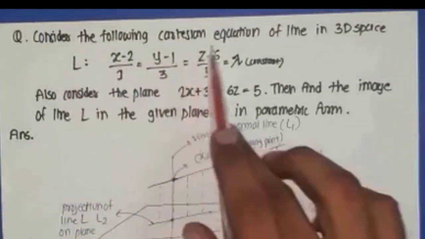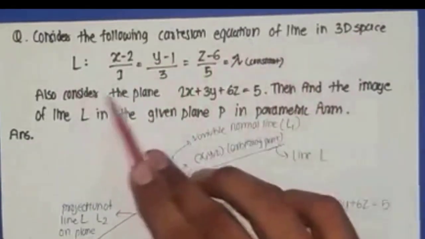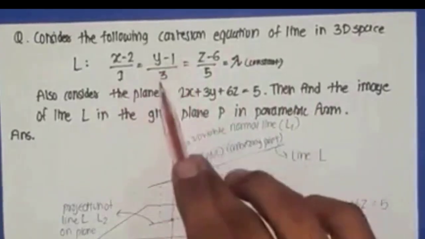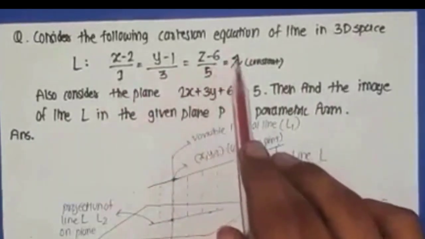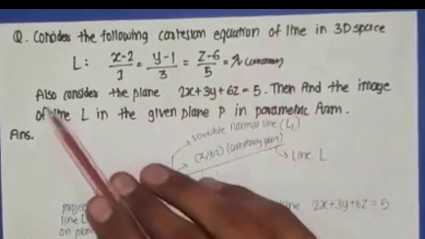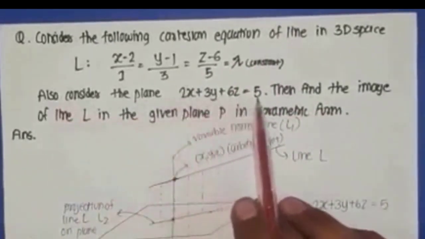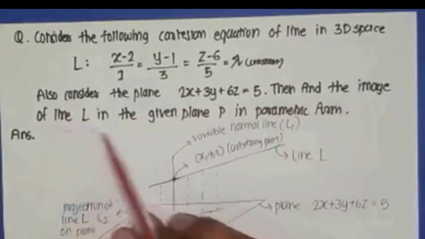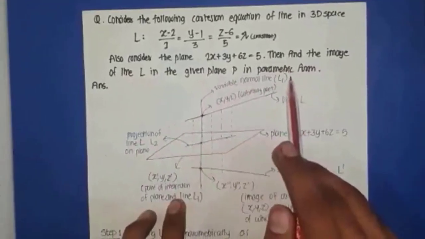Consider the following Cartesian equation of a line in 3D space L such that (x minus 2)/1 equal to (y minus 1)/3 equal to (z minus 6)/5 equal to lambda, which is our parameter. Also consider the plane 2x plus 3y plus 6z equal to 5. Find the image of line L in the given plane P in parametric form.